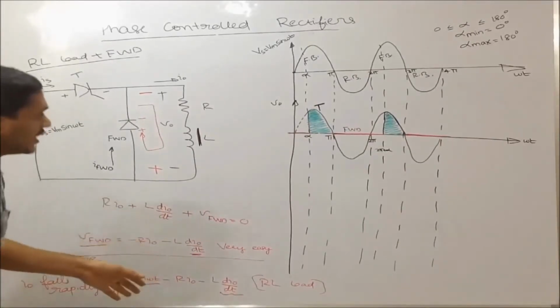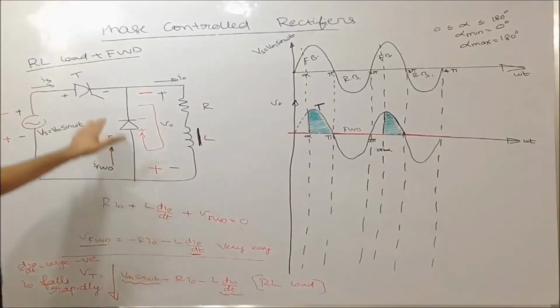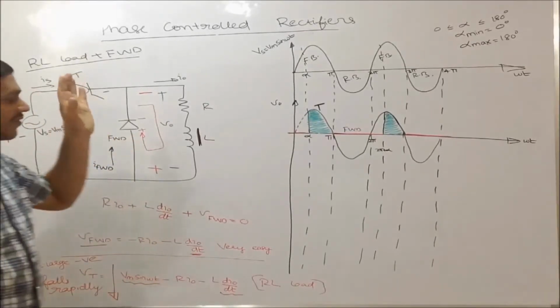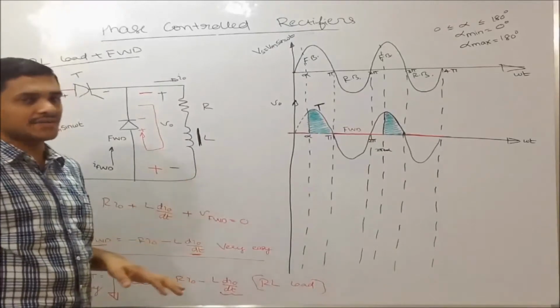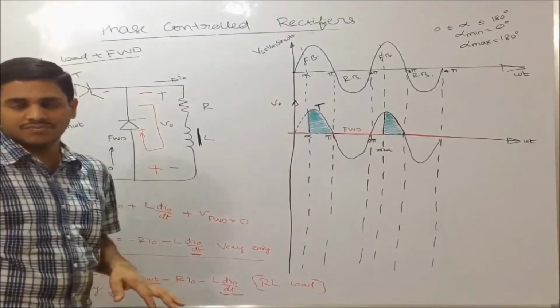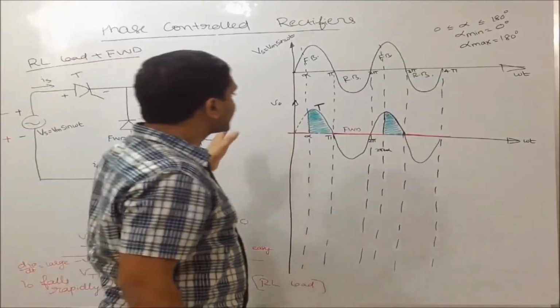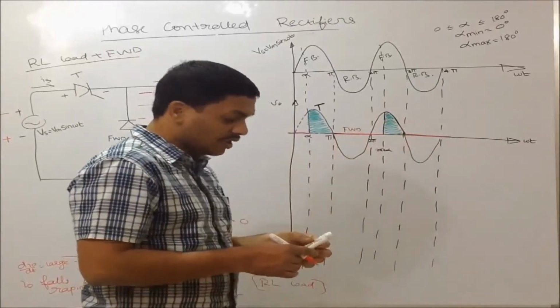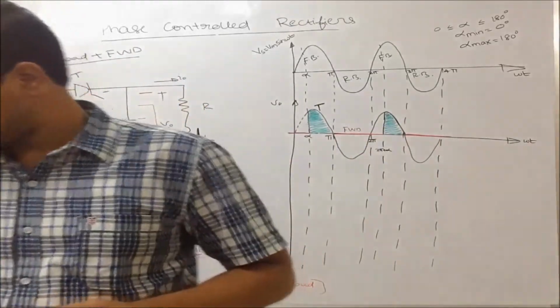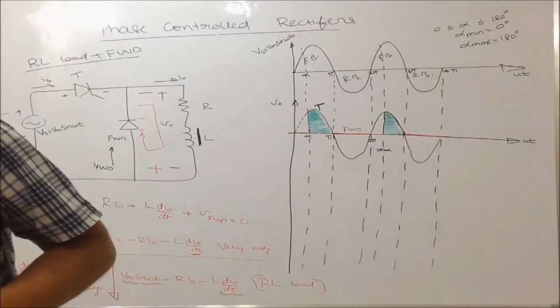Now the rate of decay of current with the freewheeling diode will be very gradual, and thereby it extends up to the next cycle. That waveform we will see.